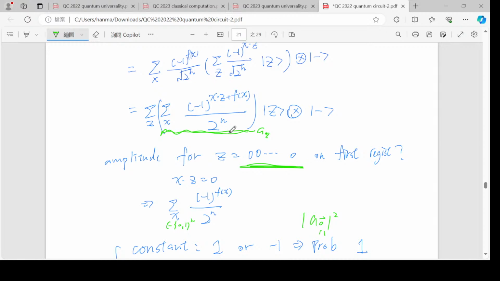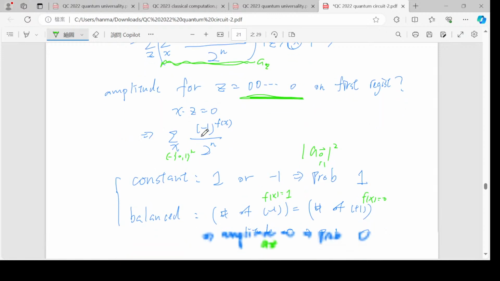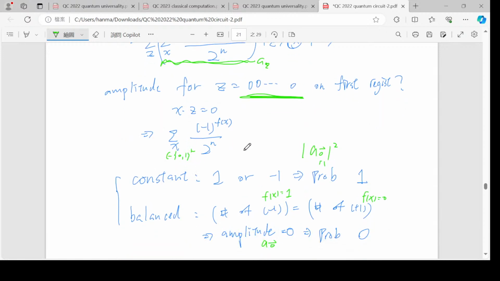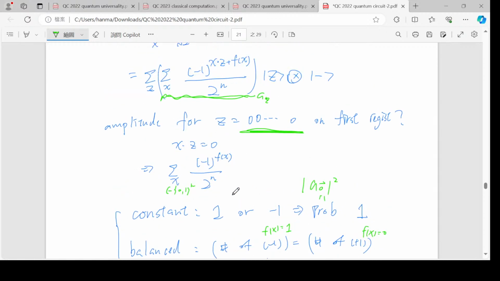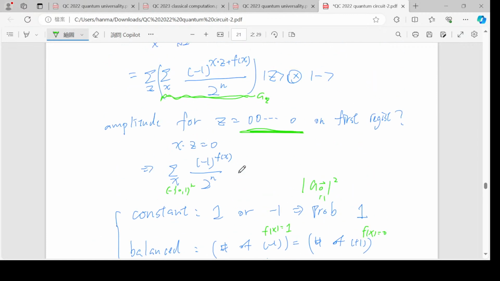That's basically the amplitude of the all-zeros string. And x dot z will be 0 because z is all zeros. So the amplitude on z equal to all zeros is just the sum over all possible x of minus 1 to the f of x, divided by 2 to the n. And we see that our problem is set up very nicely, because when f is constant, this summation is either 1 or minus 1. If f equals 0, then you are summing 2 to the n ones, and this whole factor becomes 1.